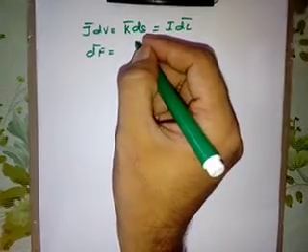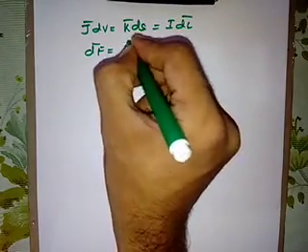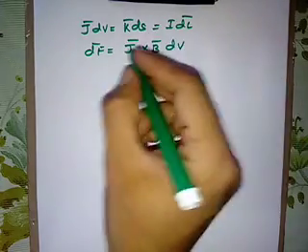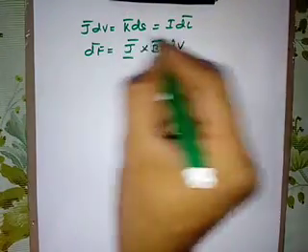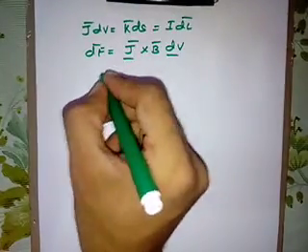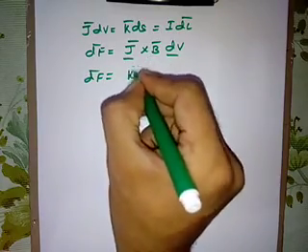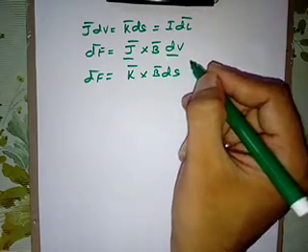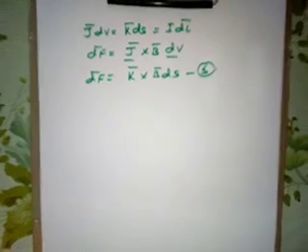Okay, so this equation dF bar, equation number 4, I can rewrite. What is equation number 4? dF bar is equal to J bar into B bar dV. So what is J bar dV? J bar dV is equal to K bar ds. So I can write dF bar is equal to K bar into B bar ds. Take it as equation 5.